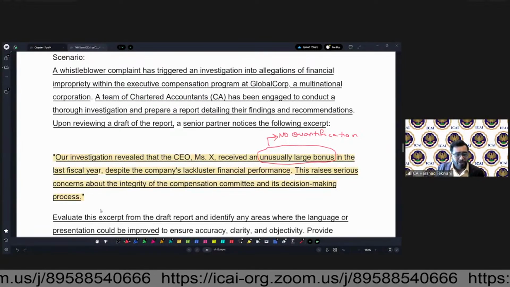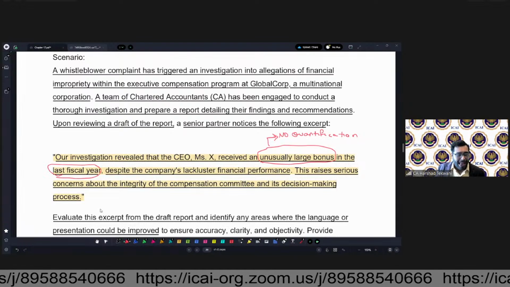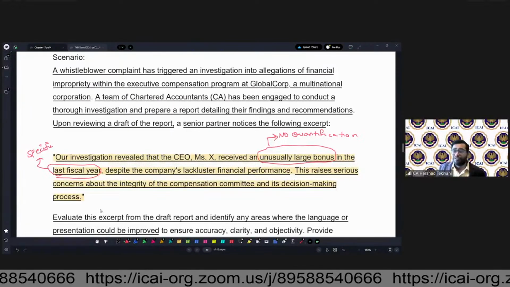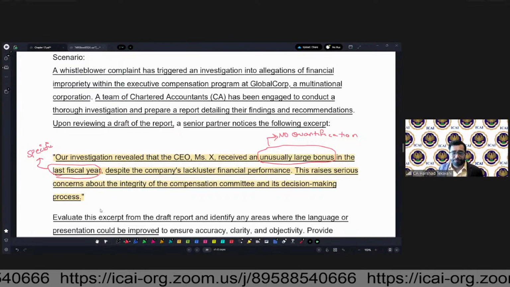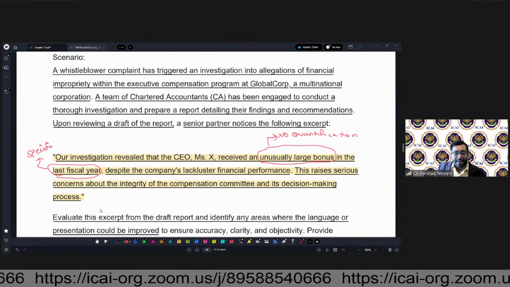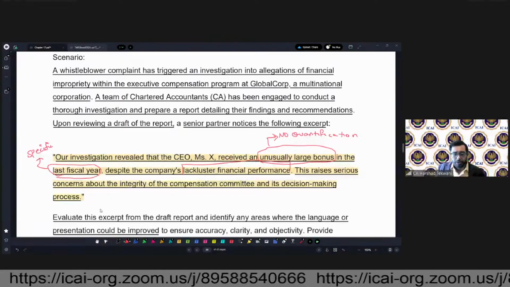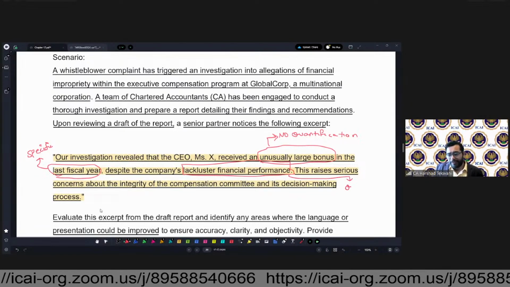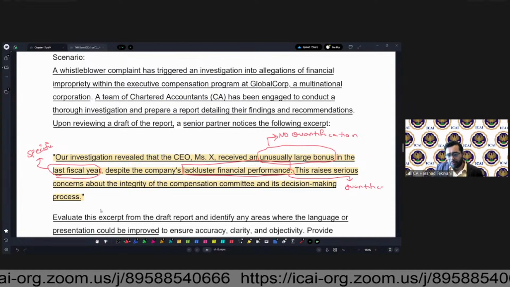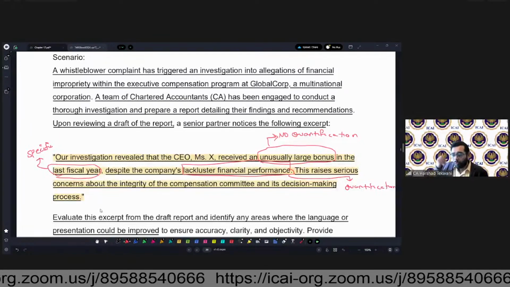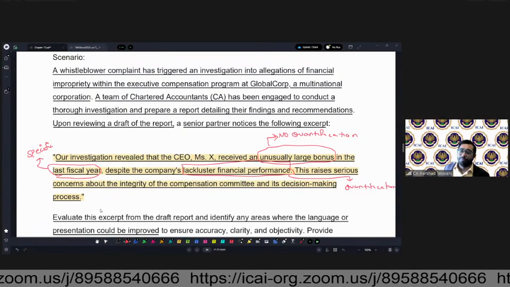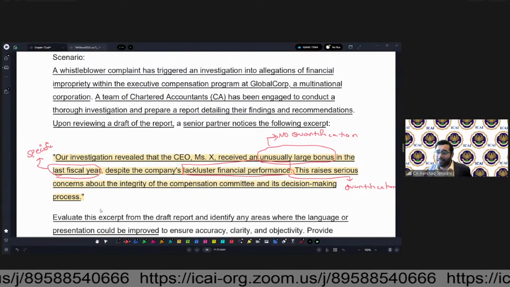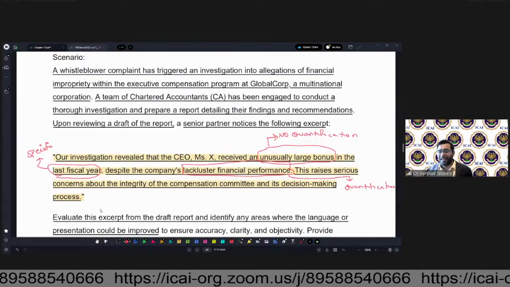Okay. Last fiscal year, they have to be specific. Which last fiscal year? What was the financial year? Despite the company's lackluster financial performance. So if the company did not perform well, again this lacks quantification. What was the company's performance? How much loss did the company make? The decrease in the revenue compared to the last year, and something like that.